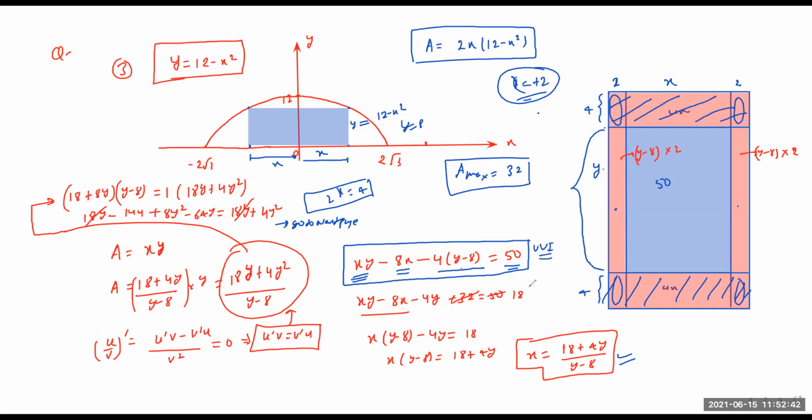So this is the same equation for that only, after multiplication of y minus 8 into... No, no, that is not the same. Sir, what I'm doing is removing the margin from the actual area to get the printable area. Okay, sir.